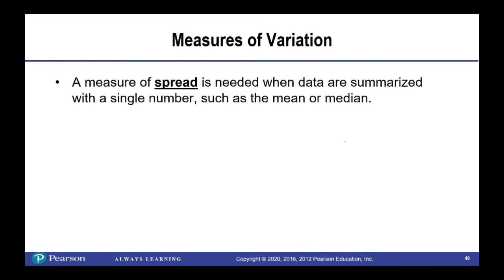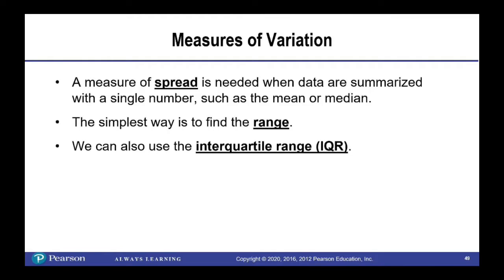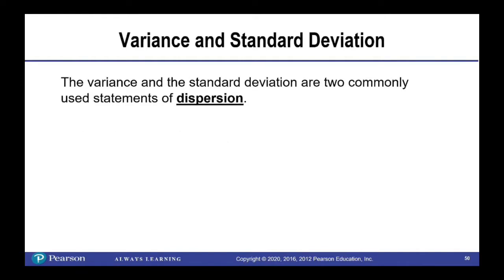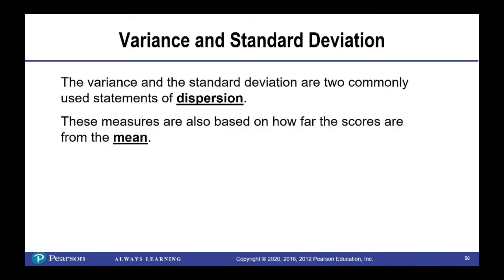us better describe our data, specifically when our data are summarized with a single number such as the mean or the median. Now, our simplest way to find our measure of variation is to find the range. And we talked in our last video about the interquartile range as well. The most sophisticated measure of variation is our standard deviation. So variance and standard deviation are two commonly used statements of dispersion. Now, specifically, these measures tell us how far our values are from the mean.